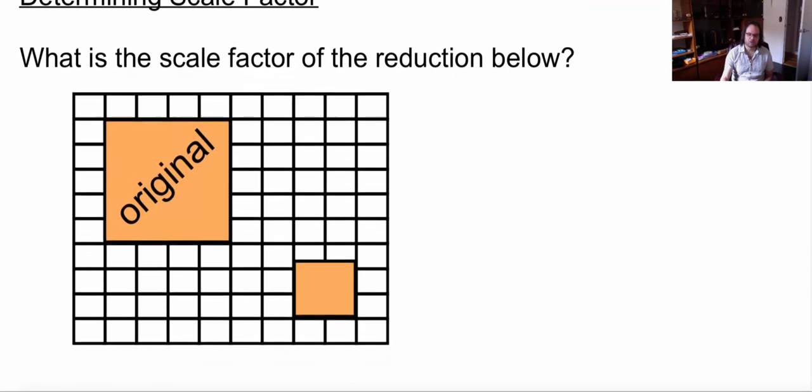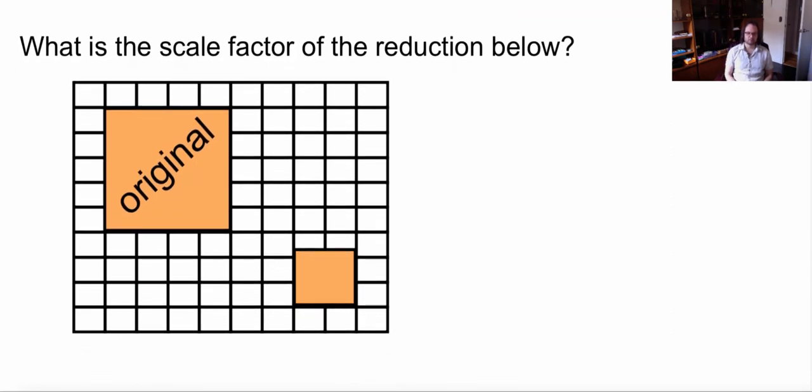So now, how do we determine the scale factor? Here's my original, and here's my new. What is the scale factor of the reduction below? We know it's a reduction because my original is bigger than my new. So my denominator is bigger than my numerator, therefore we know it's going to be between 0 and 1, which means it is a reduction.